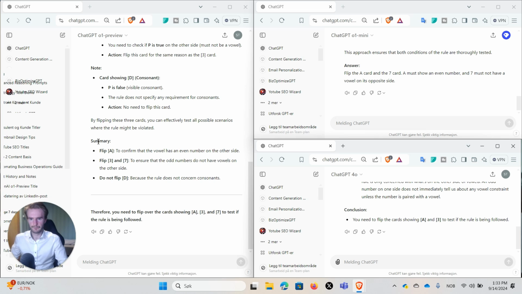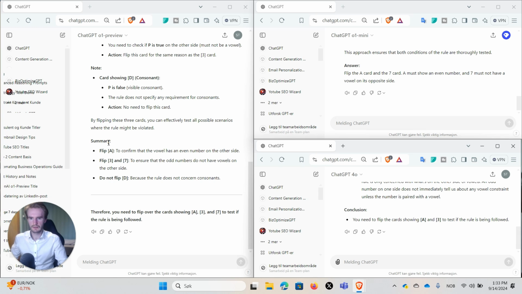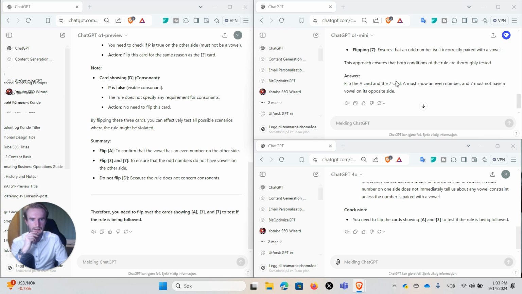Here you see different results, which is pretty interesting. Here it said A and 3. Here it says A and 7: A must show an even number and 7 must not have a vowel on the opposite side. Here it's denied this, and here it said flip A, 3 and 7. So all of these models produce different results on this, which is interesting, but also makes sense as there is ambiguous data included in this task.